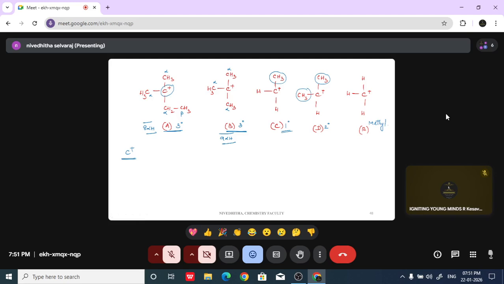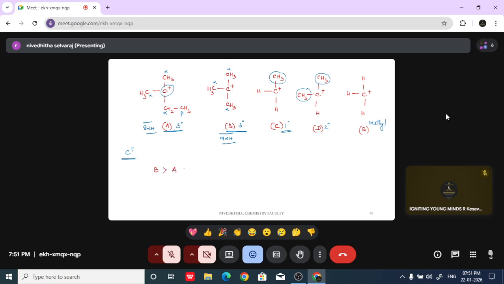Whenever we cannot decide using inductive effect, then we have to go for hyperconjugation. We know the general order, like tertiary is more stable, but here we have 2 tertiary systems. So that is why we go for hyperconjugation, where we are counting the number of alpha hydrogen. Among A and B, which is most stable? The carbocation with more number of alpha hydrogen. So B, ma'am. Most stable is B.